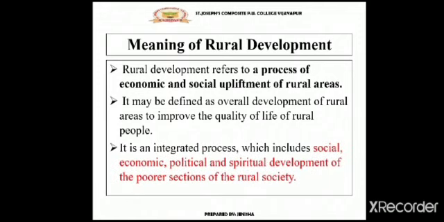It is also an integrated process, which includes the social, economic, political and spiritual development of the poorer sections of the rural society. The main aim of rural development is overall development, that is, socially, economically, politically and spiritually.